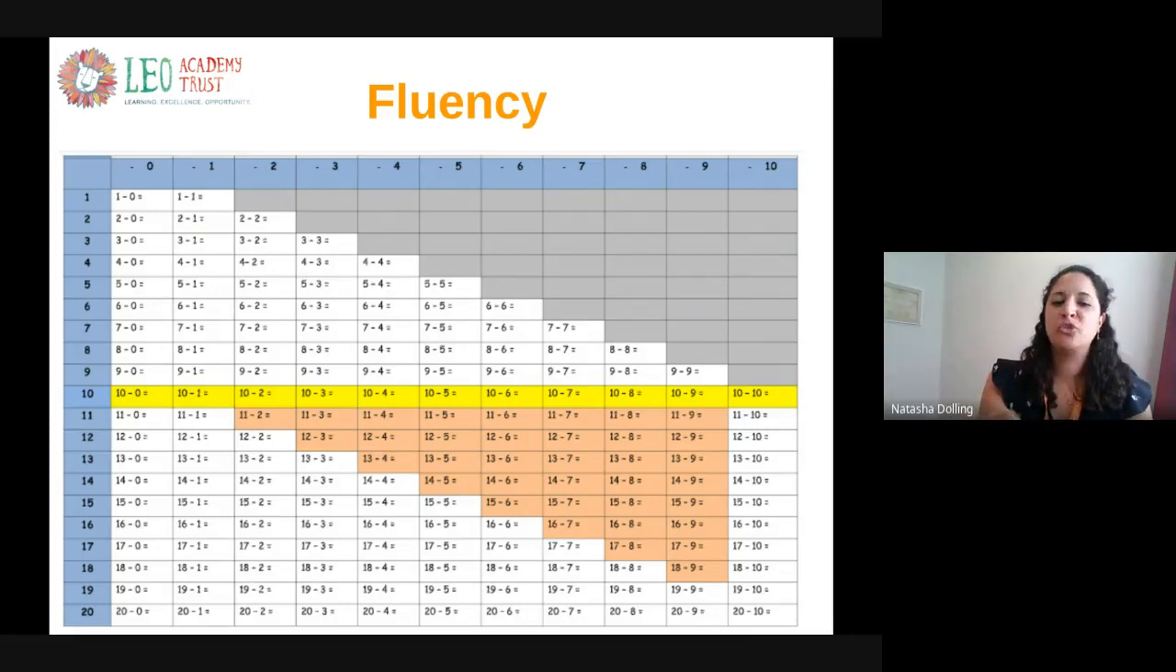And then I said to the children, it wasn't coloured in orange, can you colour in all of the facts where you have to bridge under 10? It's just a different way of looking at these fluency facts, a different way of embedding it.